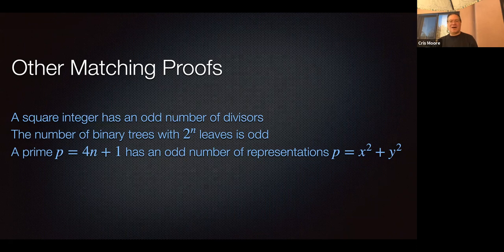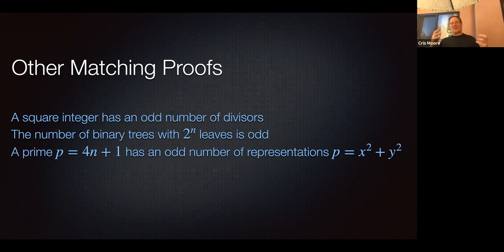Igor reminded me in the emails leading up to this that the number of binary trees with a certain number of leaves, the Catalan number, is odd if the number of leaves in the tree is 2 to the n, and even otherwise. And these are trees where every node has either 0, 1, or 2 children.